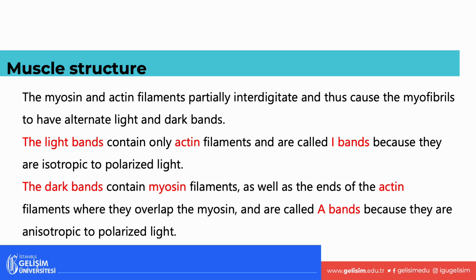The dark bands, which we said are the A bands, contain the myosin filaments and the overlapping ends of the actin filaments. Now, the A bands are said to be anisotropic to polarized light, and this is because of the alignment of the myosin filaments.